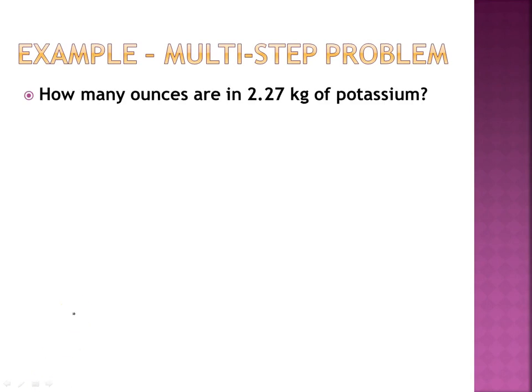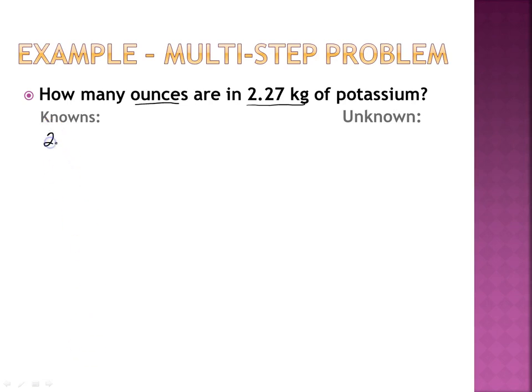Alright, let's try a slightly more complicated one with multiple steps. How many ounces are in 2.27 kilograms of potassium? Here's my unknown unit, ounces. Here's my known unit, 2.27 kilograms. Now with something like this, if you don't know a relationship just off the top of your head, you might just have to do a little listing of what you know and what you don't know.